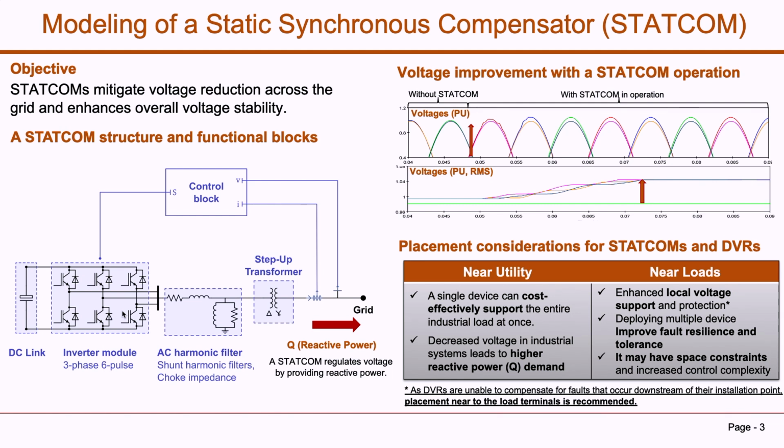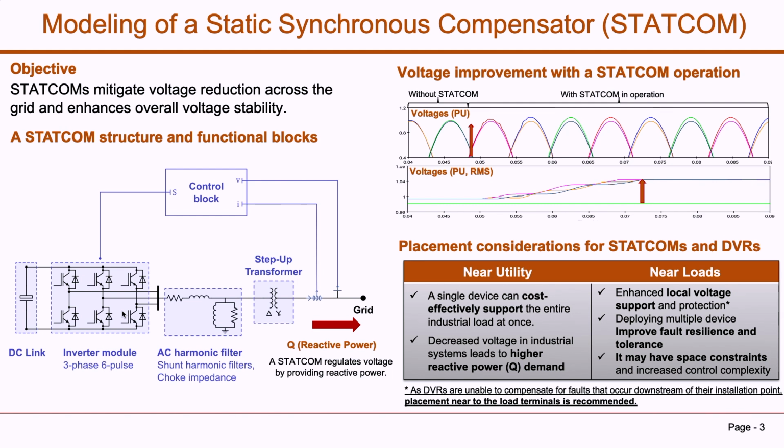The third one is the AC harmonic filter, which can eliminate the unwanted harmonics. The next one is a step-up transformer, which can make the appropriate voltage for the grid. The last one is the most important one, the control block. It monitors the voltage and the current and determines the appropriate apparent power for the grid. And it injects reactive power into the grid, and it regulates the voltage.